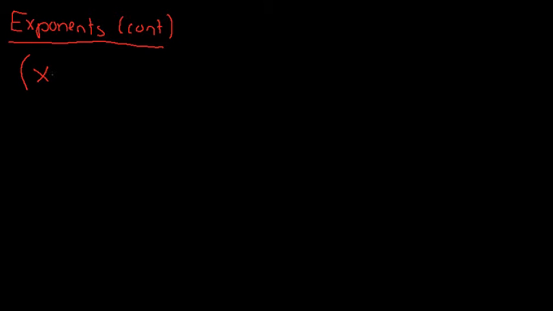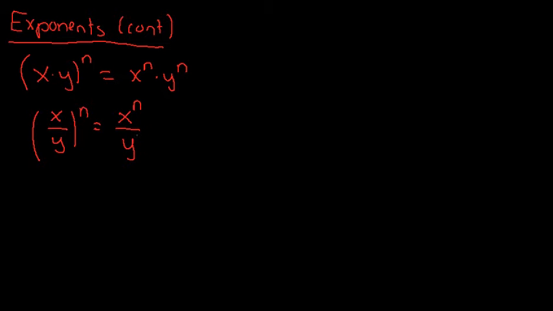So, the first two rules deal with how you get rid of parentheses when you have an exponent. Let's say we have something like x times y being raised to the n. The way you get rid of the parentheses is you distribute the n into the parentheses. So this would become x to the n times y to the n. Let's look at another one. Let's say we had x over y to the n. By distributing the n into the parentheses, we would get x to the n over y to the n. That's how we get rid of it.